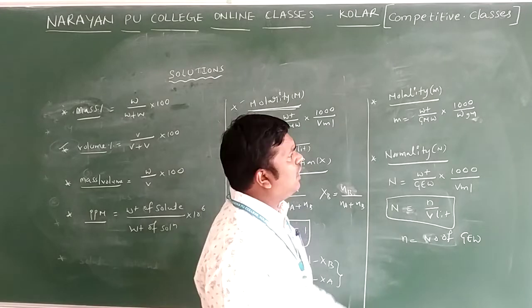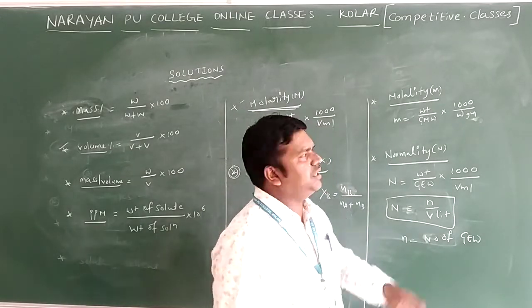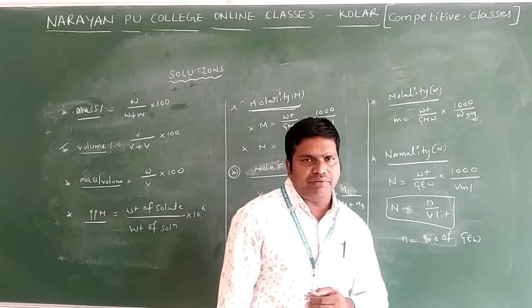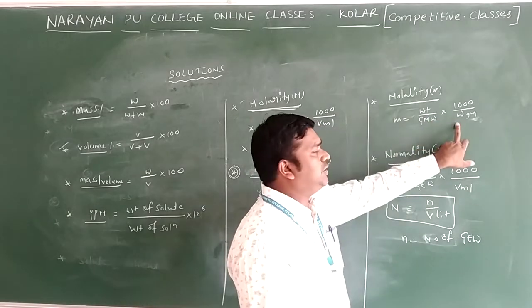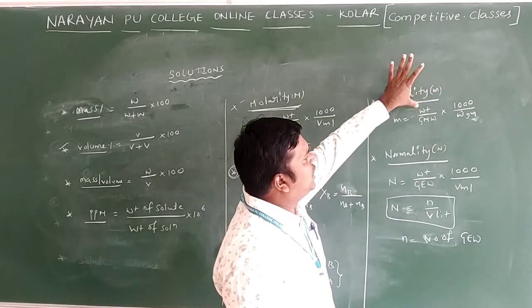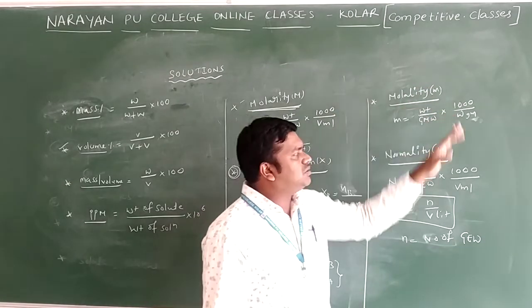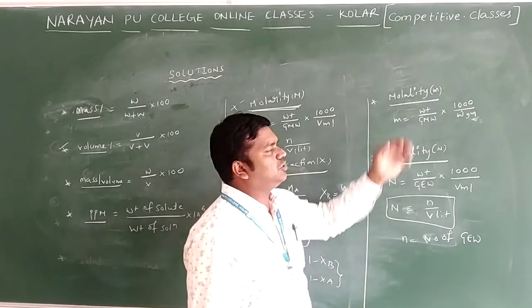And the next one we have is molality. Molality is generally denoted by small m only. Molality small m is equal to weight by gram molecular weight into 1000 by weight of the solvent. This is solvent only. This is what? Solute. Weight of the solute by gram molecular weight of the solute into 1000 by W in grams.